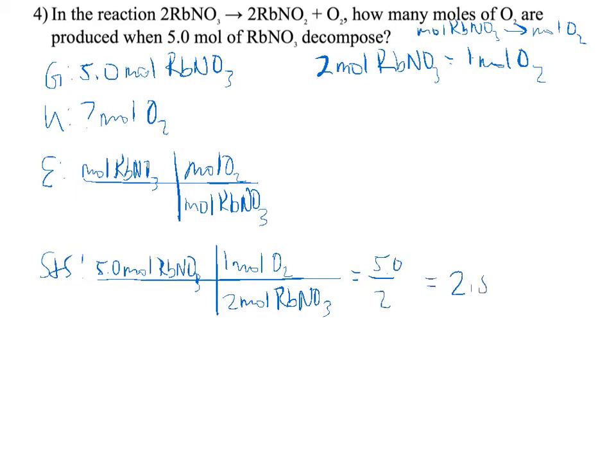So that's 2.5, and then we just need to do our significant digits. We've got 2 here. Remember, mole-to-mole ratios are always exact. So this has 2 significant figures, so our final answer is 2.5 moles of O2.